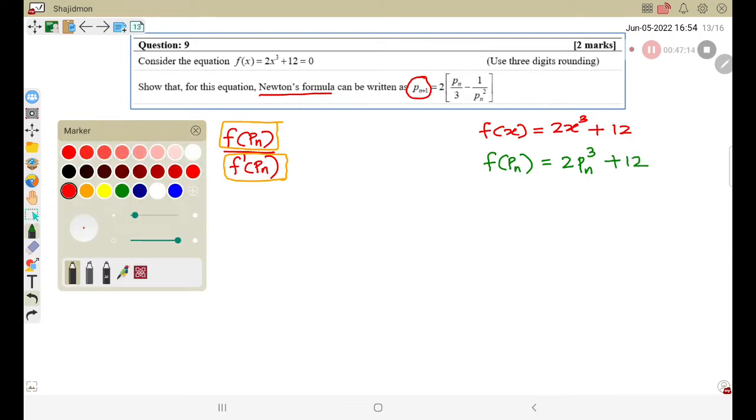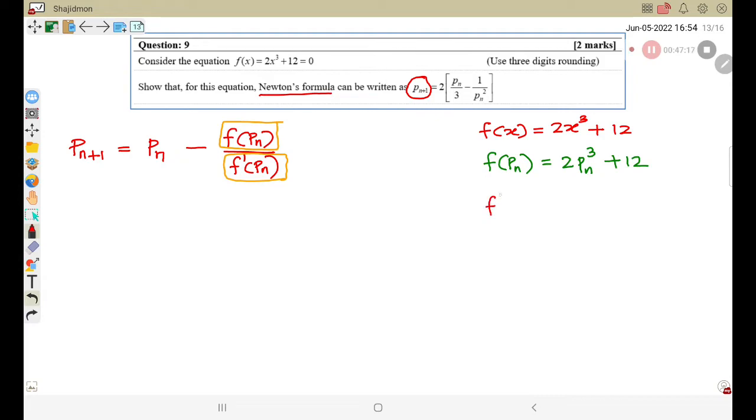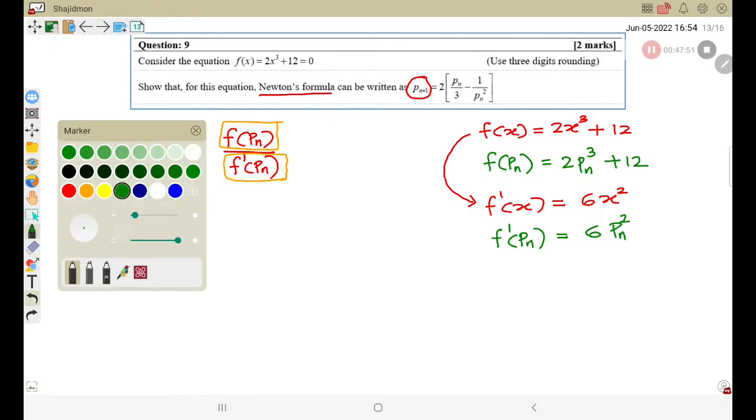Now in the same way calculate f dash of Pn. First calculate f dash of x, the derivative of f of x. The derivative of 2x power 3 is 6x power 2, and the derivative of 12 is 0. Now calculate f dash at Pn, that means replace x by Pn. So 6 multiplied by Pn power 2. x square means Pn power 2. So we got f of Pn and f dash of Pn.